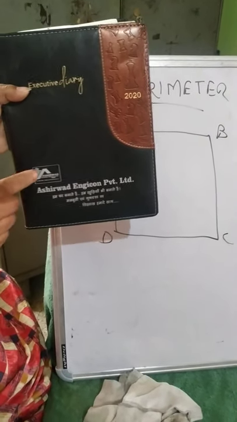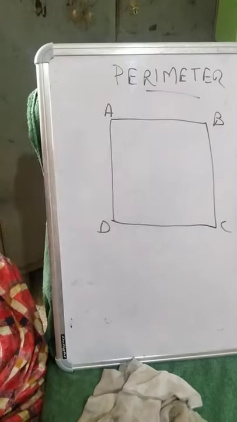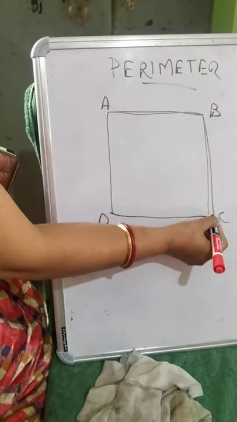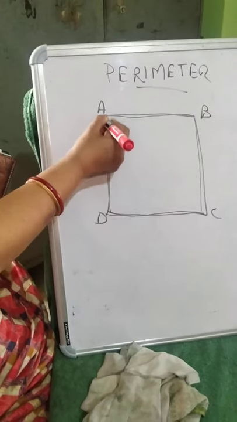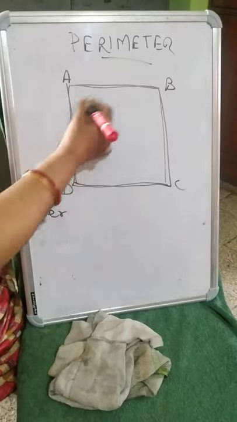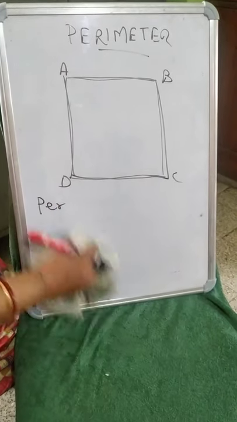So this is called perimeter. Here this is the boundary. AB plus BC plus CD plus AD. So the perimeter is the length of the boundary. Length of the boundary.